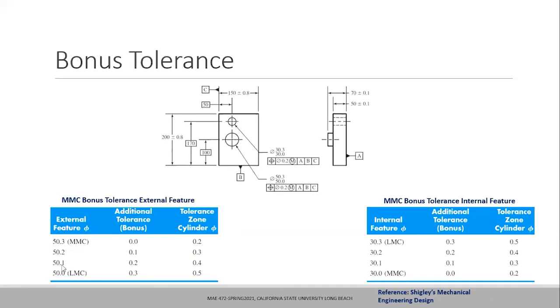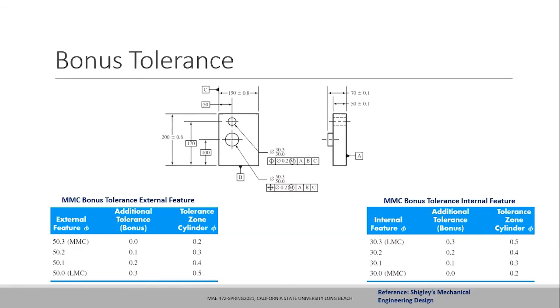Similarly, if I am fabricating the part at 50.1 millimeters, then I will have a bonus tolerance of 0.2 millimeters added to the actual tolerance zone, so my tolerance zone will now become 0.4 millimeters. And similarly, if I'm fabricating the part at 50 millimeters, my actual tolerance zone will become 0.5 millimeters. So that is the bonus tolerance available to the manufacturer that this drawing is specifying. Does it make sense to you guys?